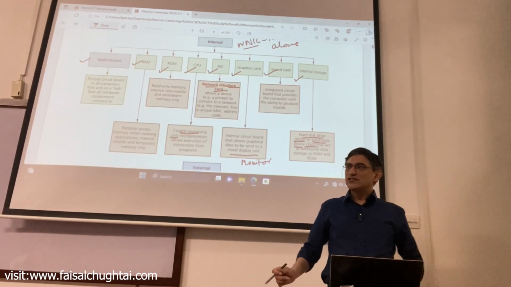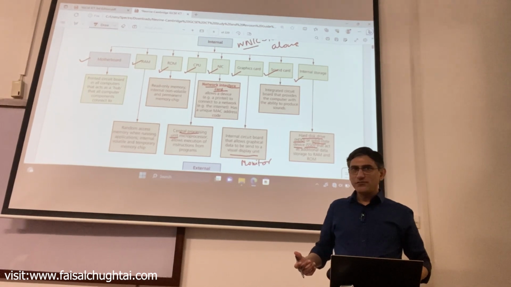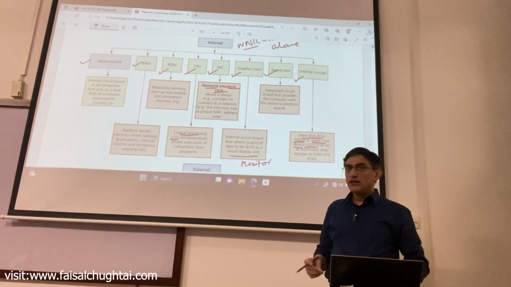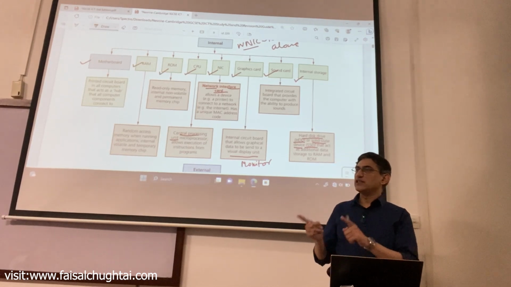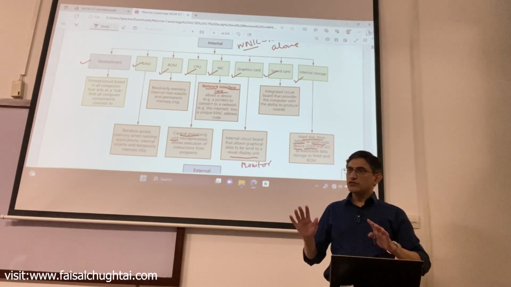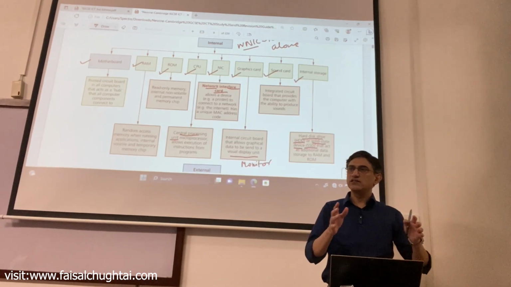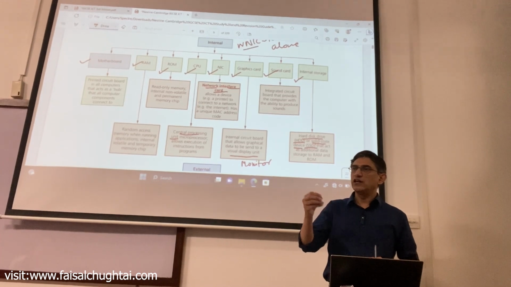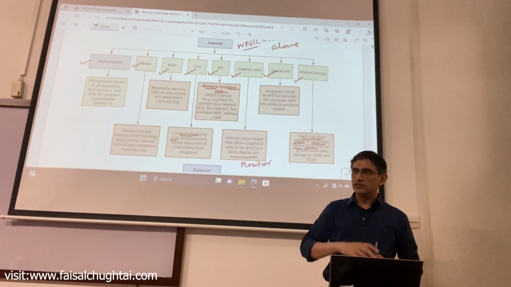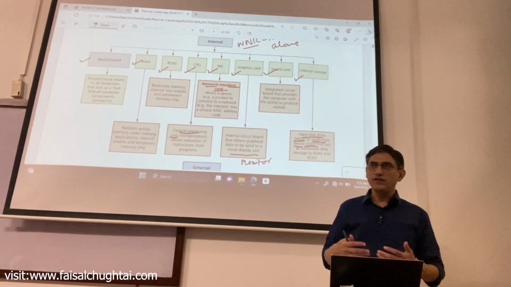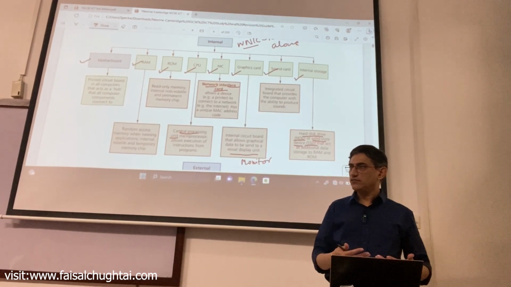So, what is a solid state drive and in what way is it different from a hard disk drive? By the way, the purpose of both is the same. Let's get that very clear. The purpose of an SSD is the same as the purpose of an HDD, which is to store the data and programs permanently inside the computer. Then why would we have SSD as well as HDD?